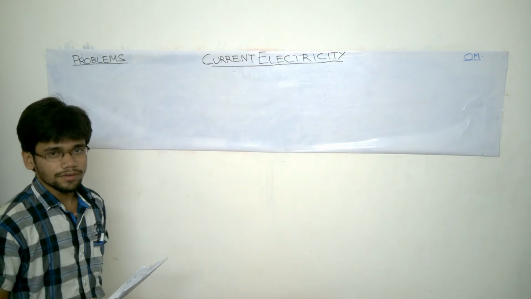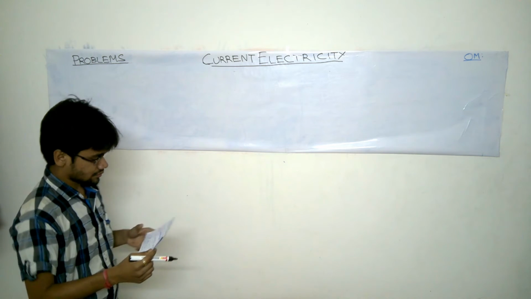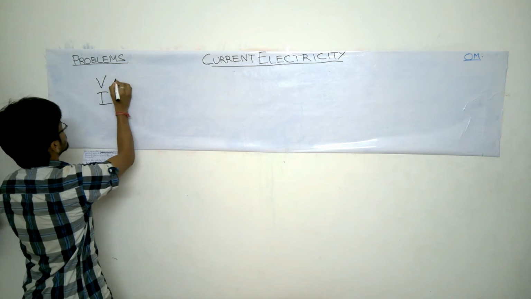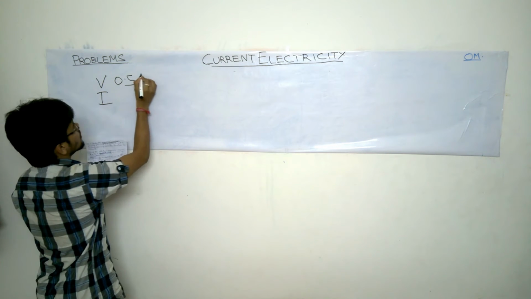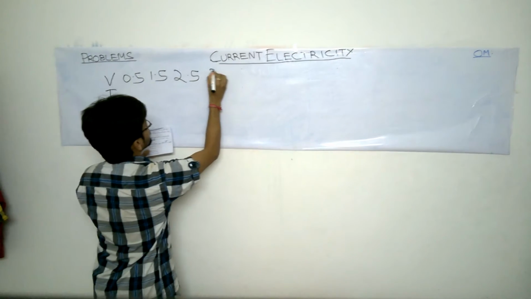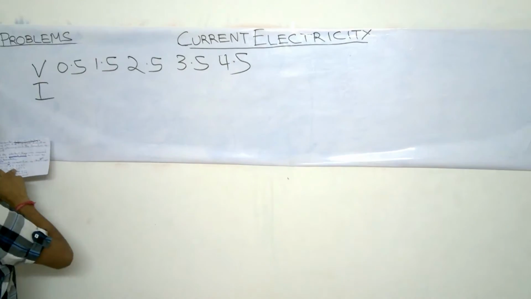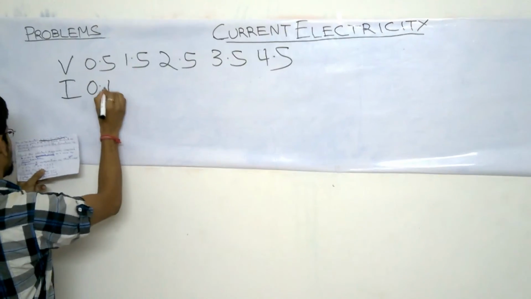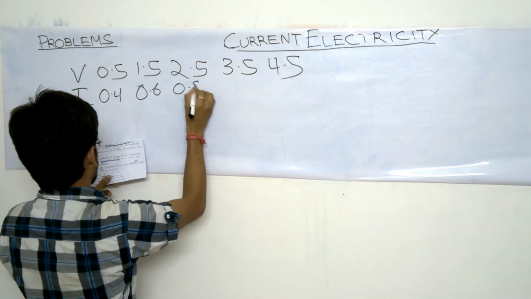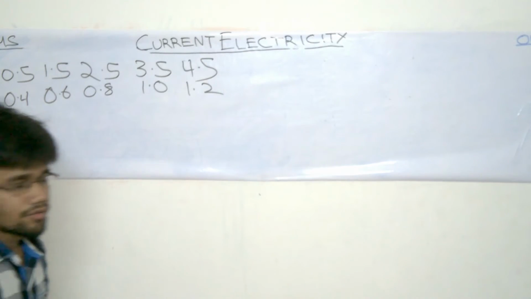So moving on to the next problem, we have an experimental data based on Ohm's law. So I'll write the values V, I, 0.5, 1.5, 2.5, 3.5, 4.5. V stands for volts and I for current. The values are 0.4, 0.6, 0.8, 1.0 and 1.2. So we'll plot a graph for the given data.